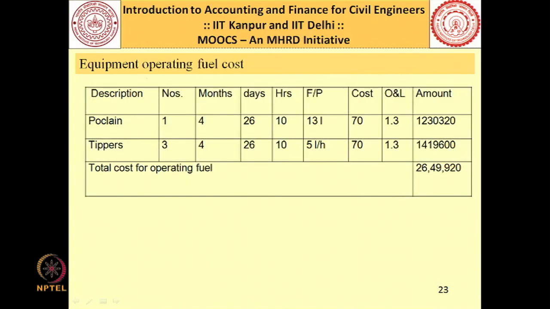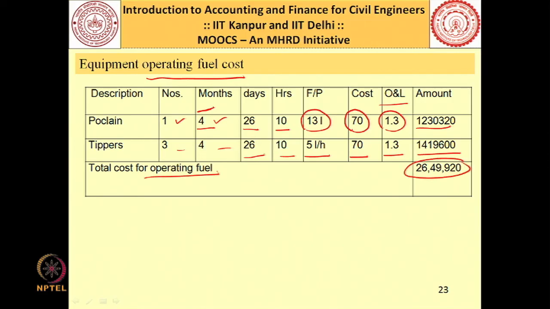Now, I will calculate the operating fuel cost. So, poke line, one number, 4 months. The actual running time is only 4 months, although I kept the provision of 1 month extra as far as owning cost was concerned. 26 days, 10 hours working, I am assuming 13 liter on an hourly basis. Cost of diesel is 70 rupees. Oil and lubricant, I am keeping 30% extra, so this is there. Tippers, 3 numbers, 4 months, 26 days, 10 hours, 5 liter per hour, 70 rupees per liter, 1.3. I mean 1.3 is the multiplication factor to take care of oil and lubricant, this value. So, total is this. This is the cost for operating fuel.